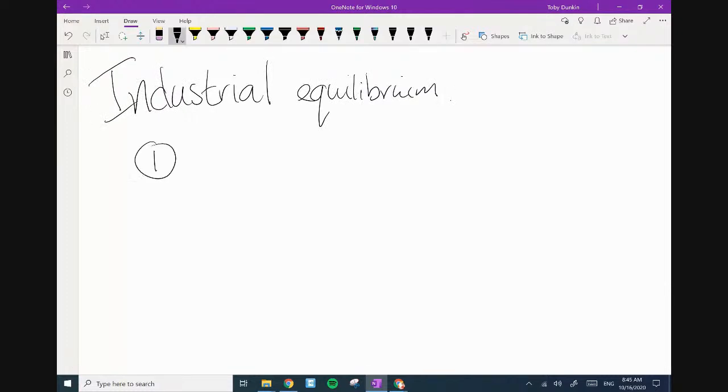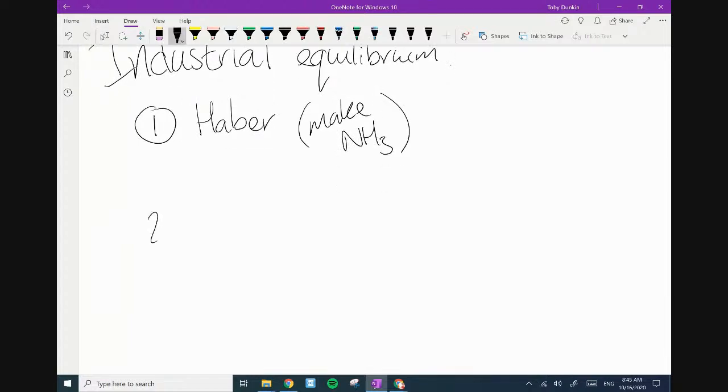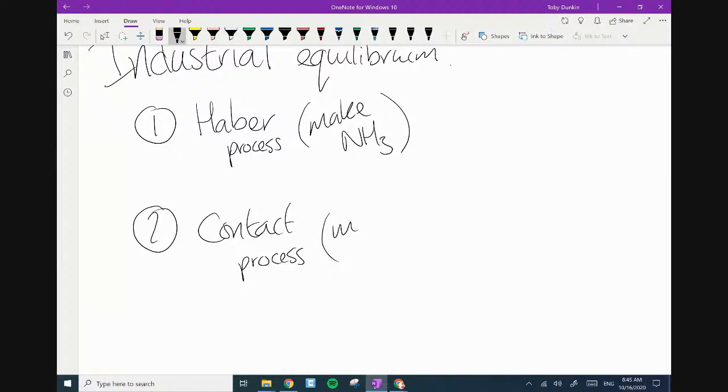Number 1, Haber. Good old Haber. You need it from GCSE. You know this. To make ammonia. Number 2. You need to know the contact process. Contact process. Make sulfuric acid.